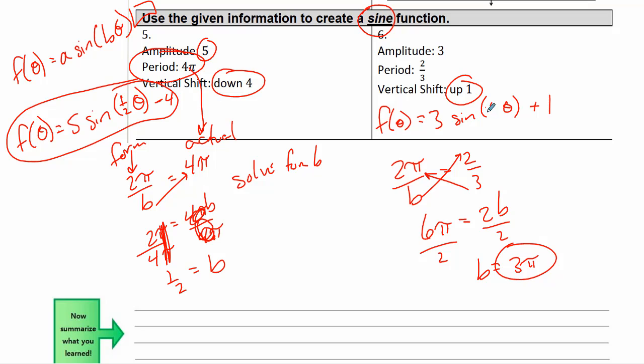So that is going to go in the parentheses. So 3 pi theta. There is your equation. That was not that difficult, actually. So just take some time, but it's not that bad.